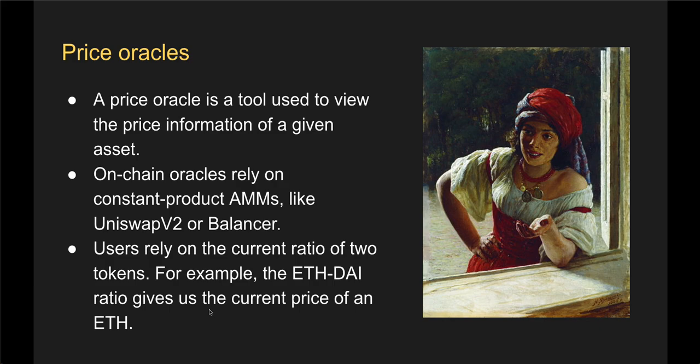And there are two approaches to that, as I said. There are on-chain oracles, which rely on constant product AMMs, like Uniswap v2 or Balancer or SushiSwap, etc. And they can check the price by checking the ratio of the pool. Meaning, if we have an ETH and DAI pool, and DAI, for those who don't know, is a stable coin pegged to $1, that ratio gives us the current price of Ether.